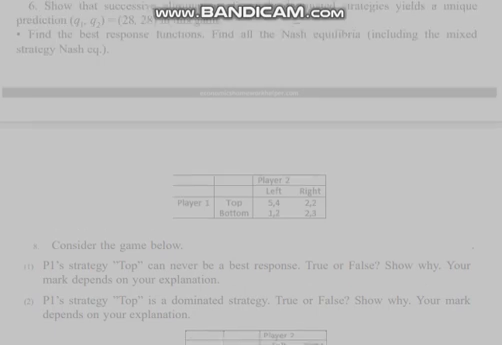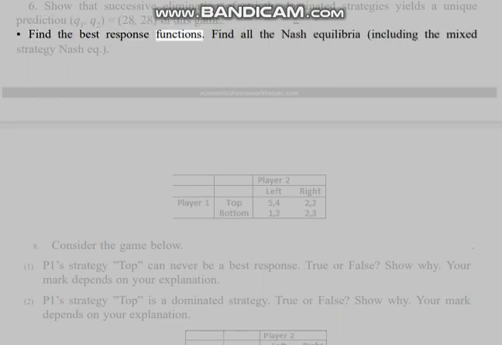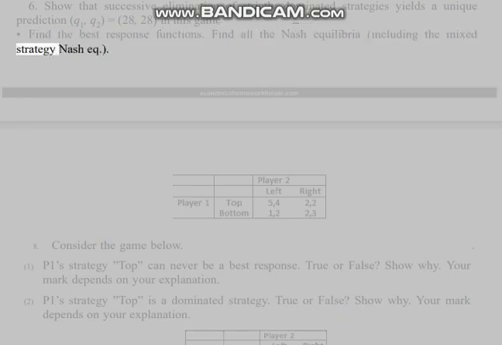Two Cournot duopoly firms facing a demand P = 90 - (Q1 + Q2) simultaneously choose their levels of output to maximize profit. Suppose both firms have the same unit cost 6. Show that successive elimination of strictly dominated strategies yields a unique prediction, (Q1, Q2) = (28, 28) in this game. Find the best response functions. Find all the Nash equilibria, including the mixed strategy Nash equilibrium.